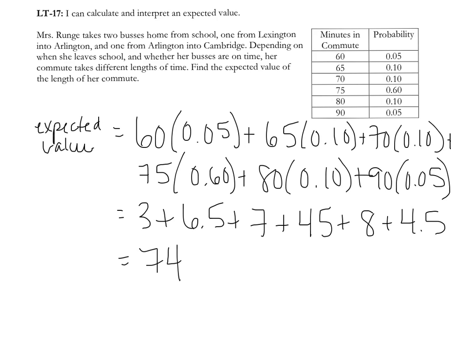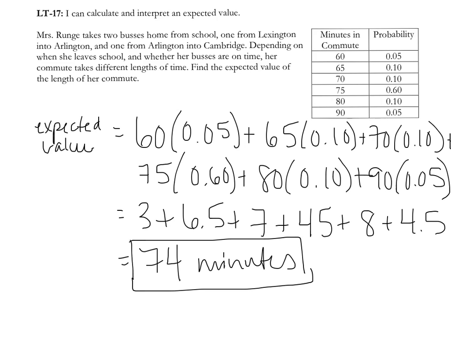So the expected value for the length of my commute is 74 minutes. So that's about an hour and 14 minutes. So the idea is that if I were to count up how many minutes long my commute takes over the course of a ton of days, maybe a year or 2 years or whatever, I could expect the average length of my commute to be around 74 minutes.